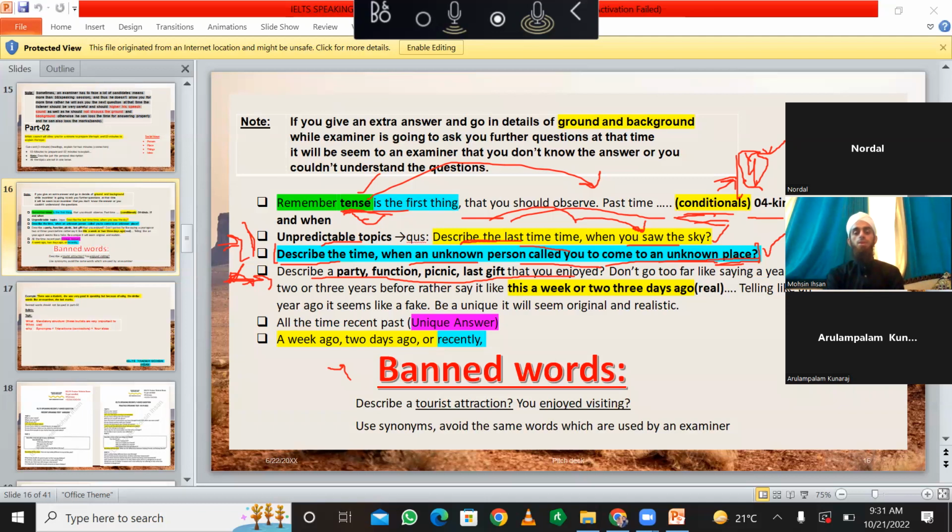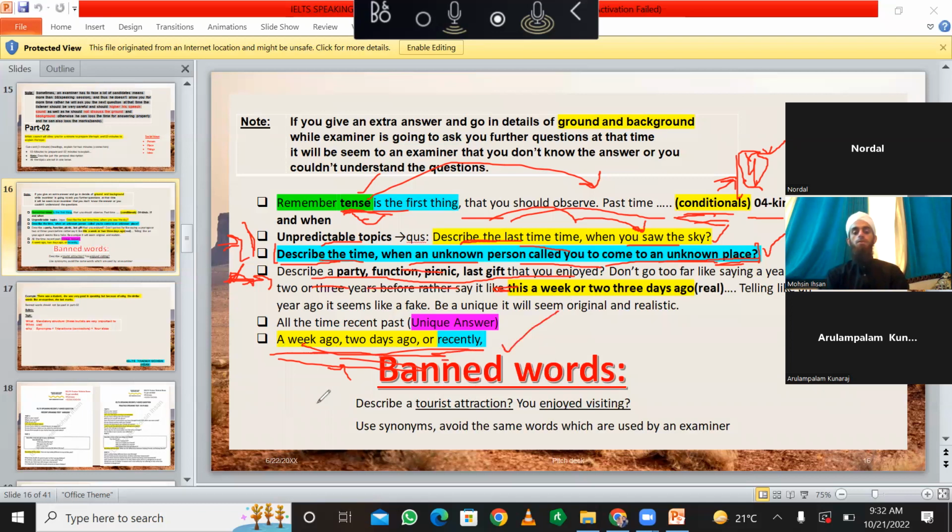You are supposed to share a unique answer, and uniqueness would be in these few words. So, "a week ago", and then start your answer. "2 days ago", and then start your answer. "Recently", and then start your answer. You can start answers from these words when you describe a time, a party, a function, or the last gift you enjoyed, right? Such past questions can be answered with these phrases: a week ago, 2 days ago, recently, to make your answer more unique.